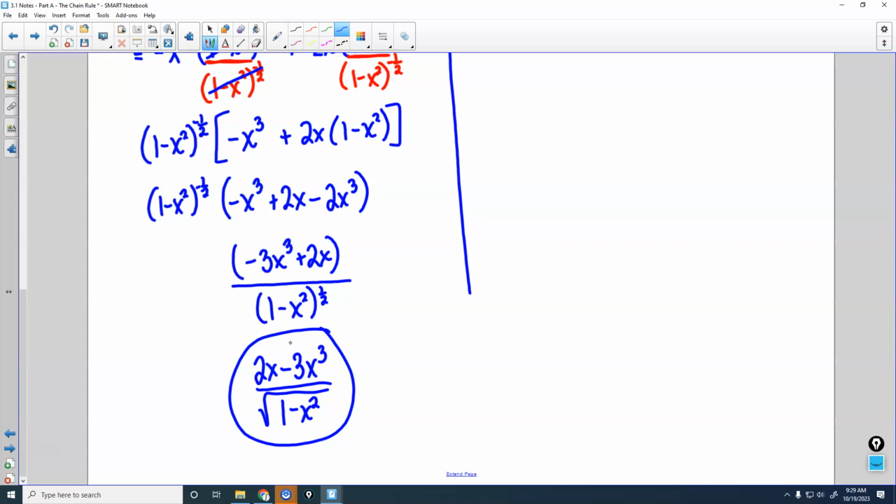Questions? I'm going to be honest, when I started teaching this, the idea of factoring this out like that took me a while to wrap my head around. But it is a strategy that's going to be particularly helpful when we do quotient rules. So, yes?